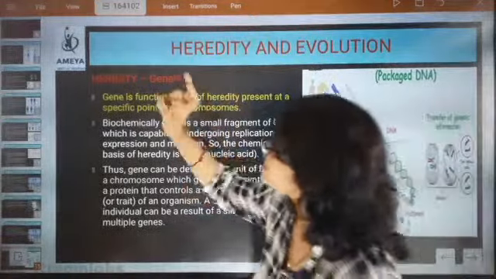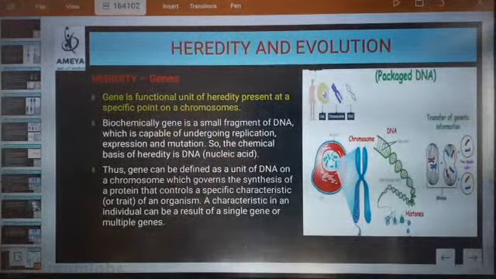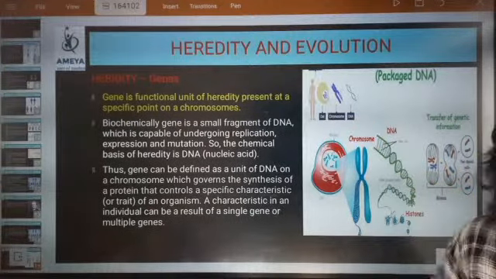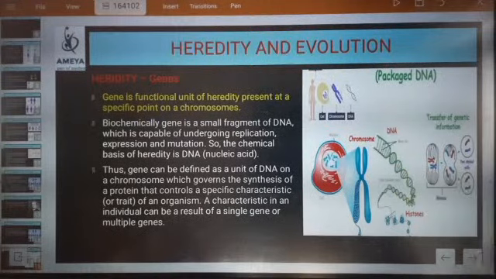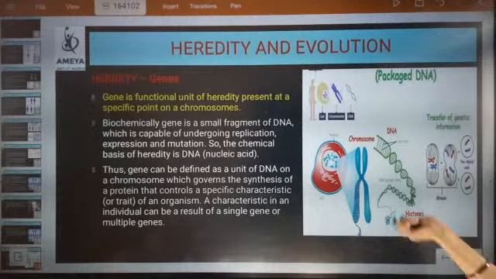Okay, now what is a gene? Now let's look at what exactly genes are. So if you are saying that cell is there, in cell what is there? Chromosomes are there. In chromosomes what is there? DNA is there. Now you have to first see where the gene is present.